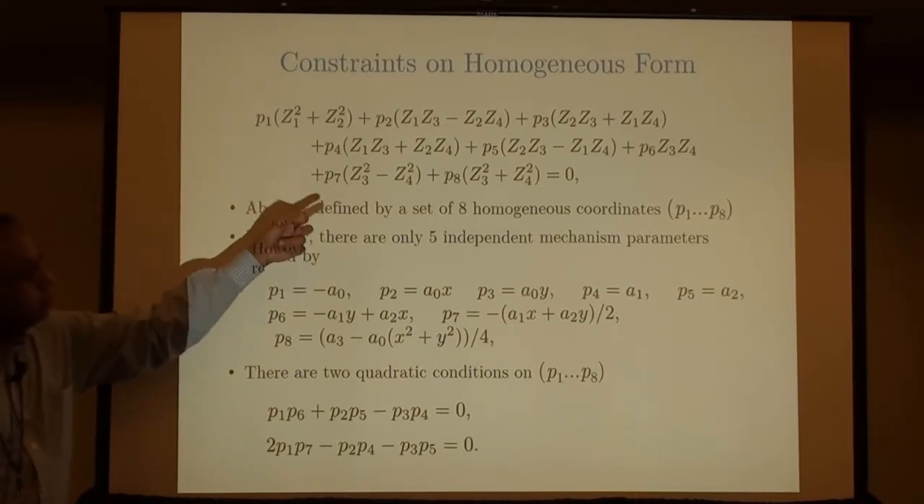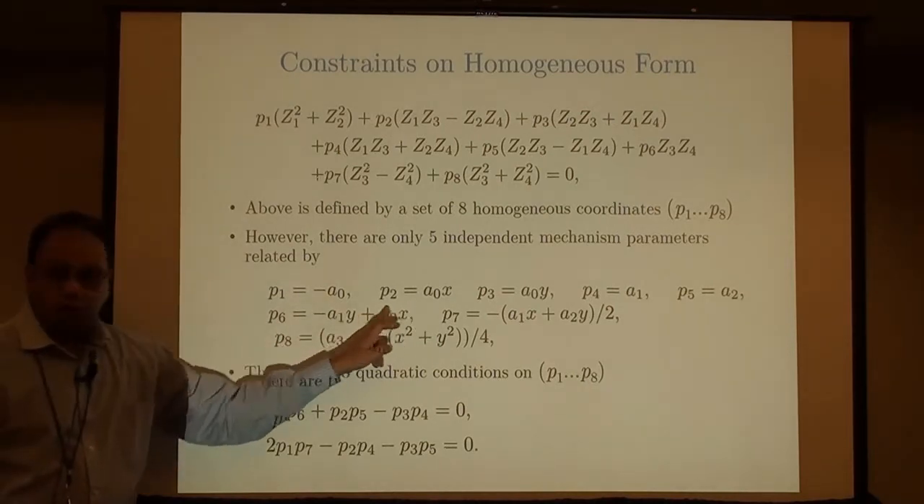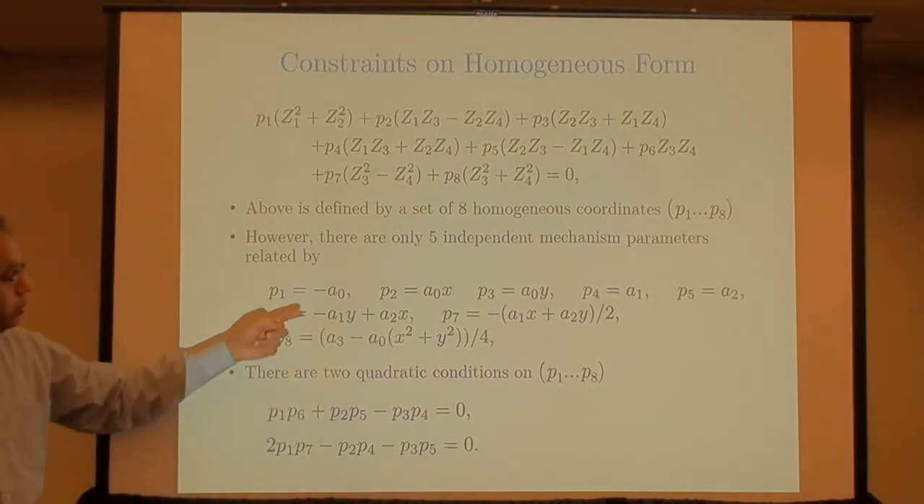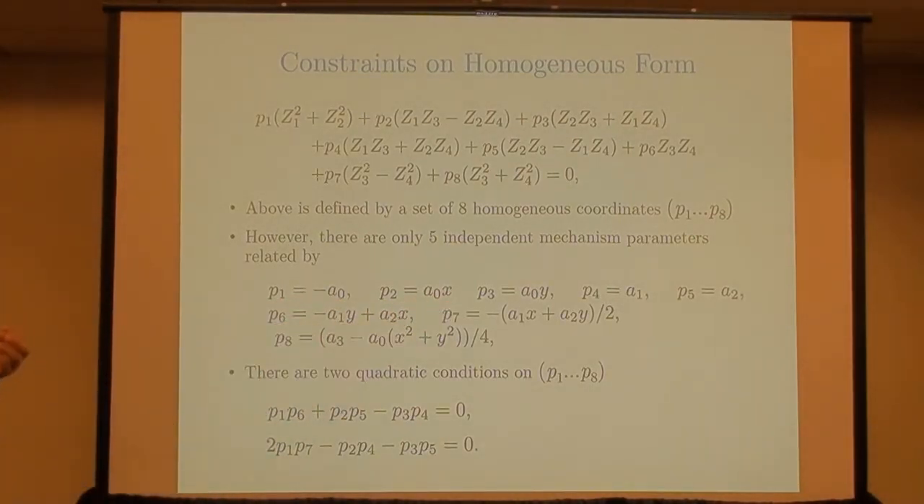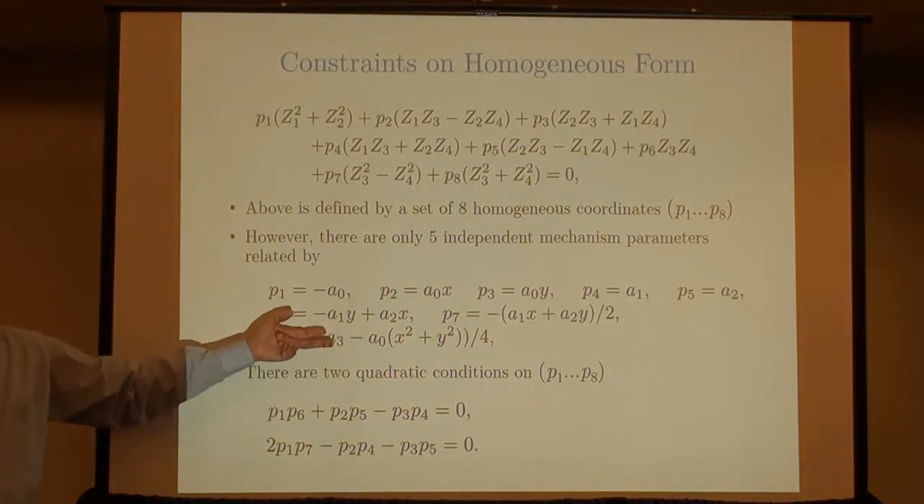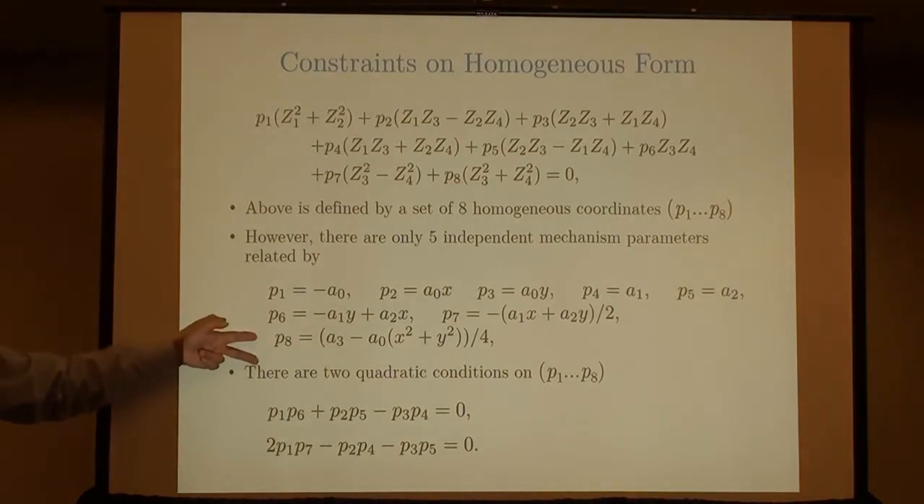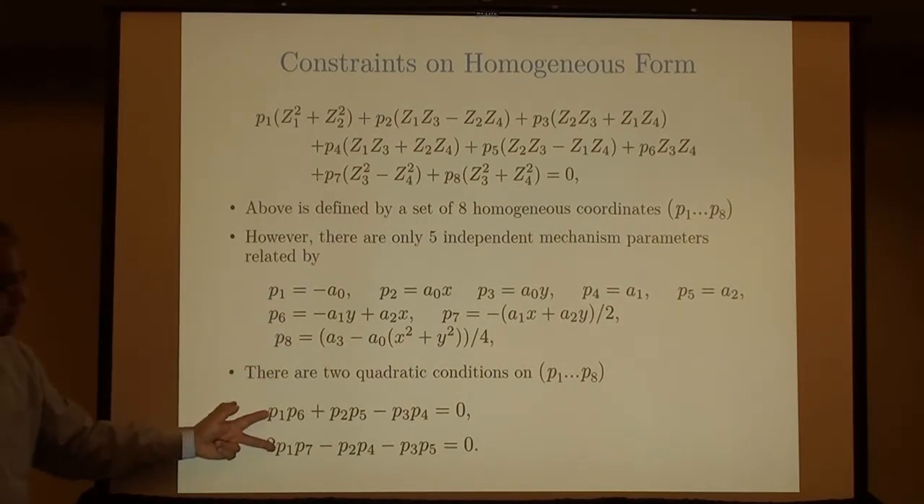We have 8 homogeneous coordinates here because it's a homogeneous equation. And each of these P1 to P8 is a function of the dyad parameters, right? So A0, and X and Y are the coordinates of the moving pivot with respect to the moving frame. But of course, we know that we have only 5 independent parameters, so there's some redundancy here. And we find the 2 algebraic equations, or quadratic equations in this case, that relate these quantities. Okay, so these are the 2 fundamental quadratic equations.